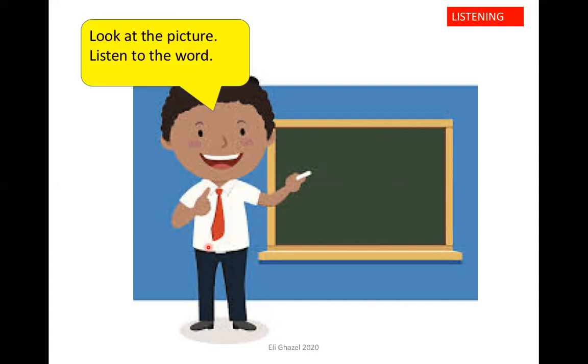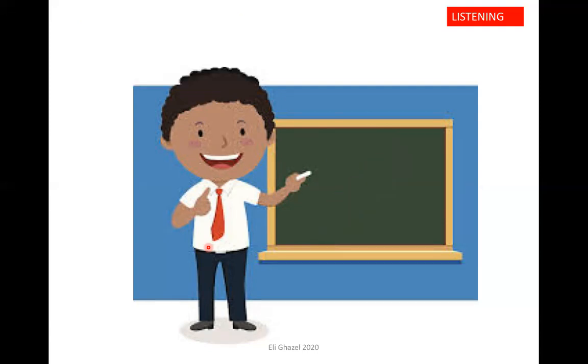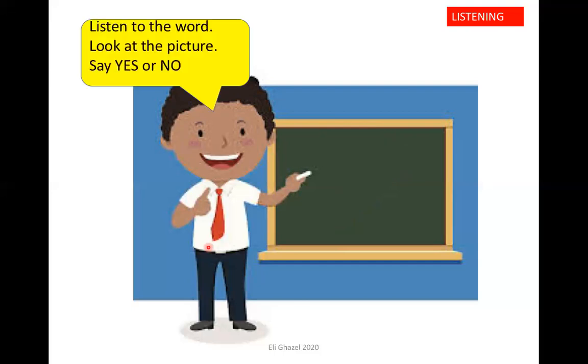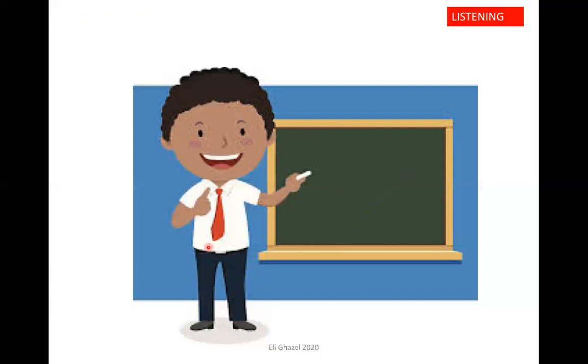Look at the picture, listen to the word, and you say pencil, like this. You put the picture, and you say pencil. Okay, let's try. Listen to the word, look at the picture. Now, when you want the kids to say yes or no, you have to say the word first, then put the picture, and then the kids will say yes or no, like this.